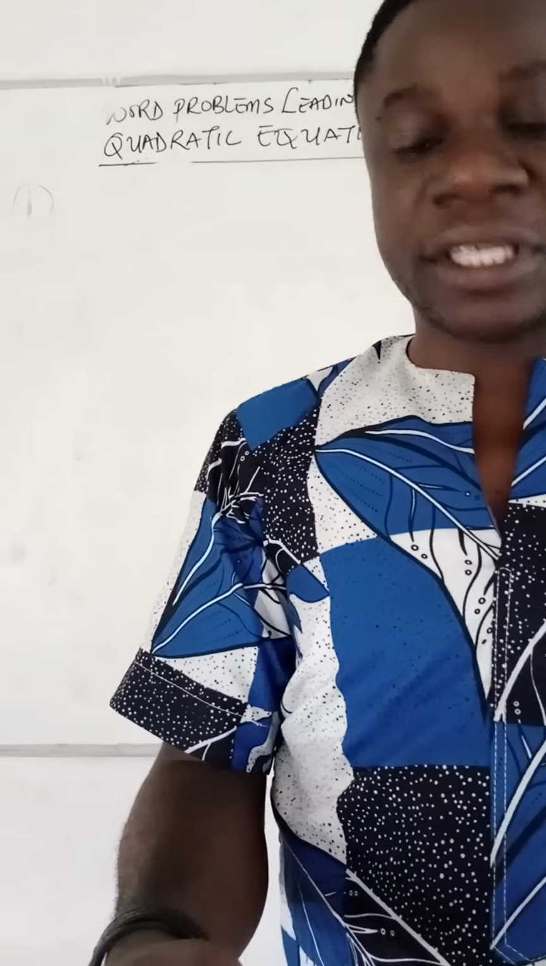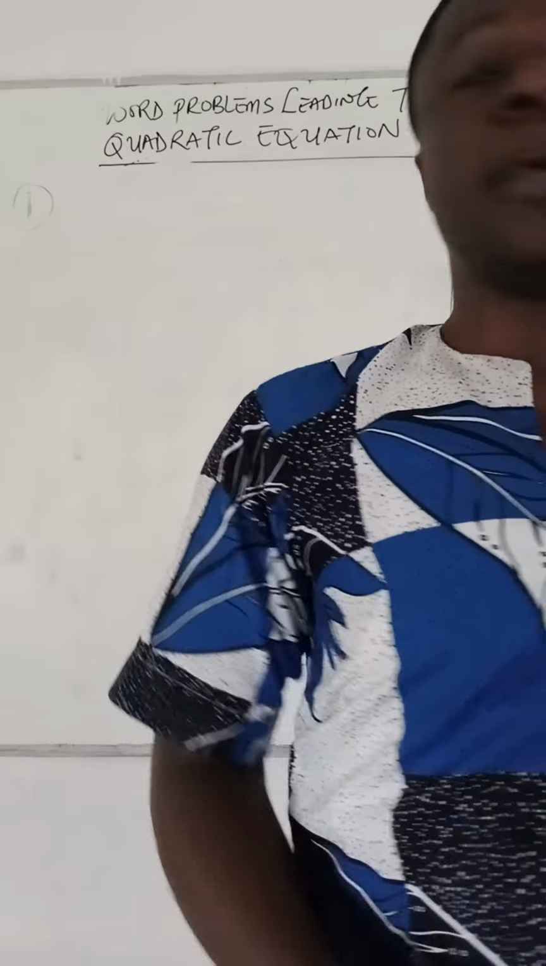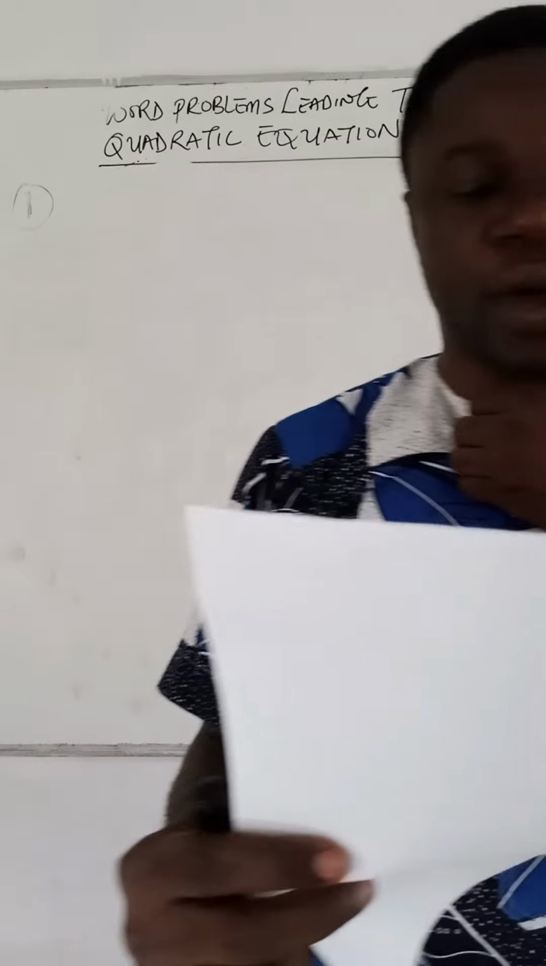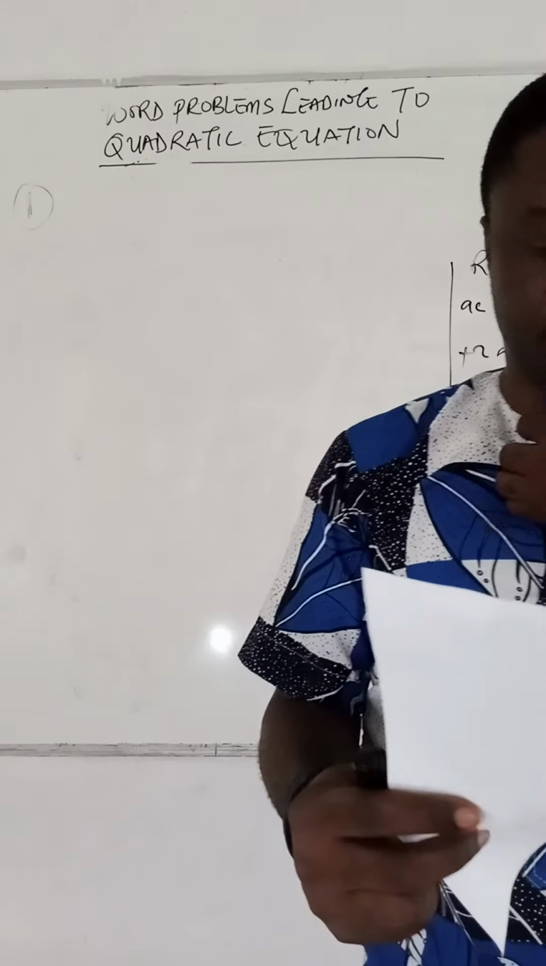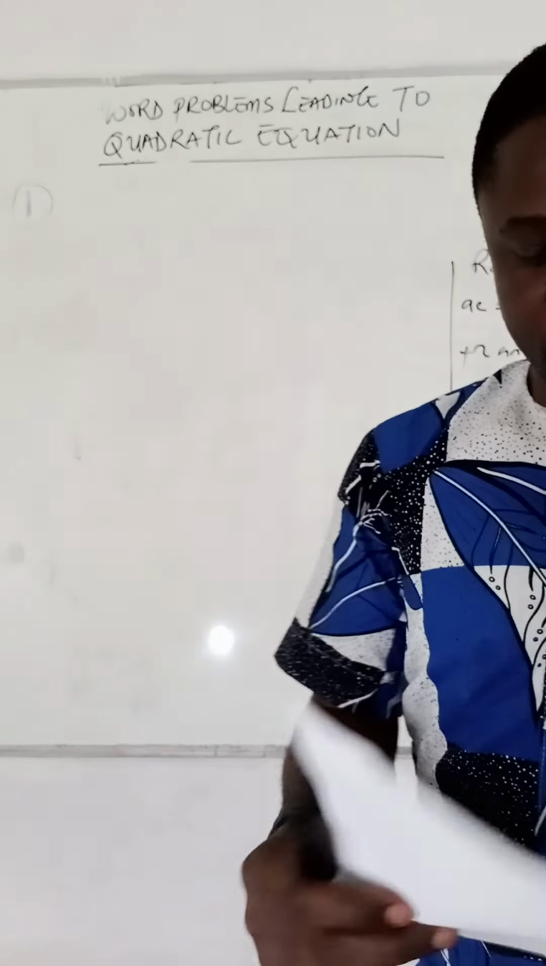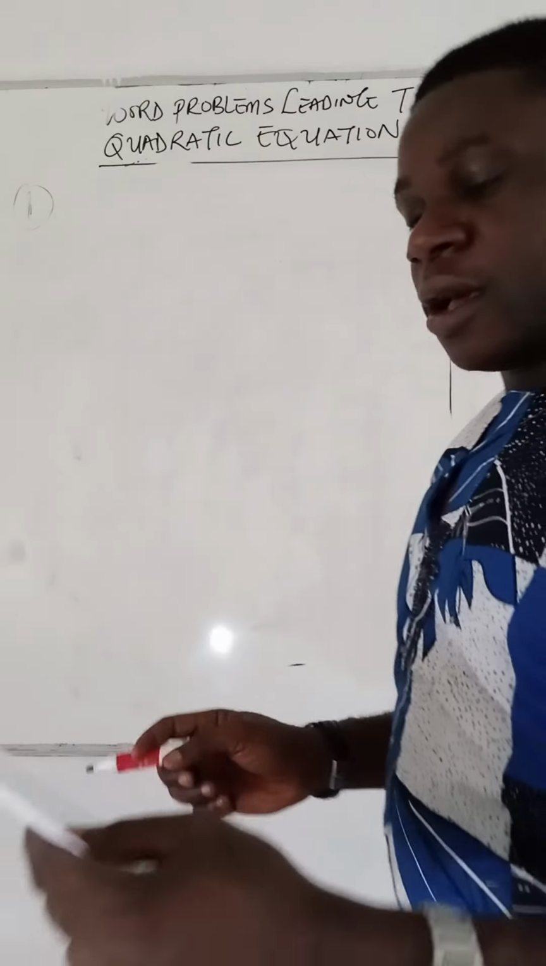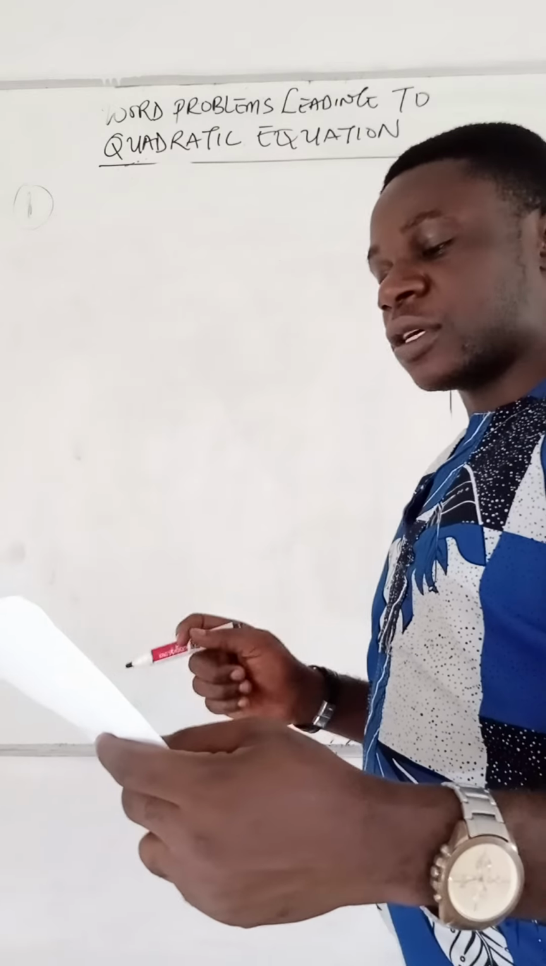The product of two consecutive positive odd numbers is 195. By constructing the quadratic equation, find the two possible numbers. Here, the product of two consecutive odd numbers.